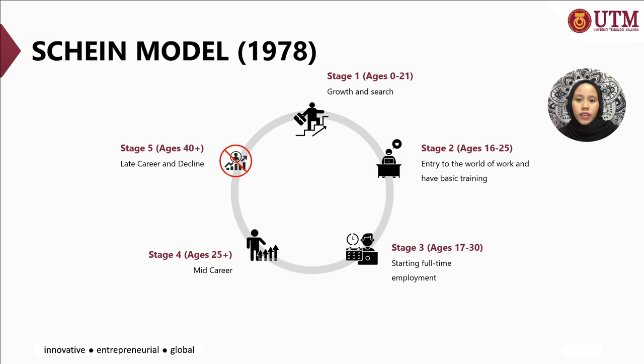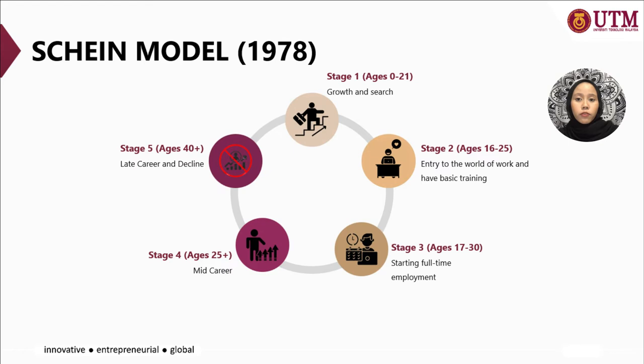Next is Schein model 1978. This type of model has almost the same stages as the other types of model that I have mentioned earlier. Start with the first stage, searching for the career. Next, entry to the career world with basic training, and after that, start a full-time job.